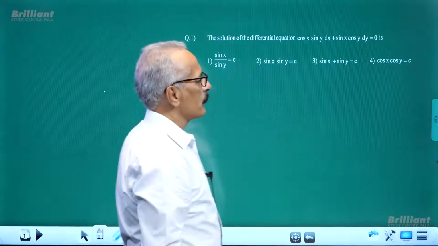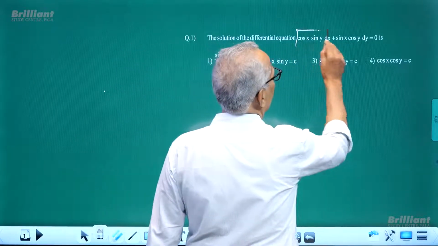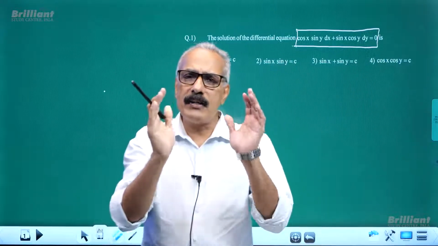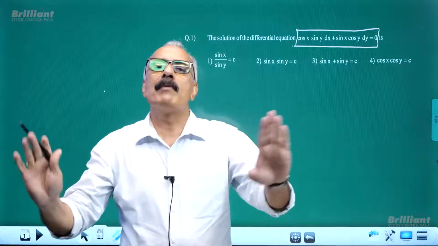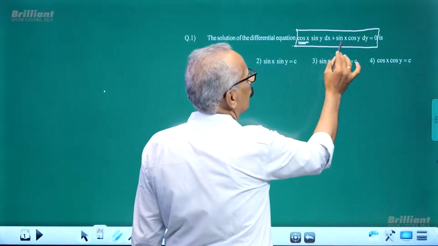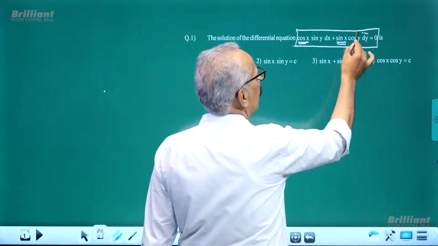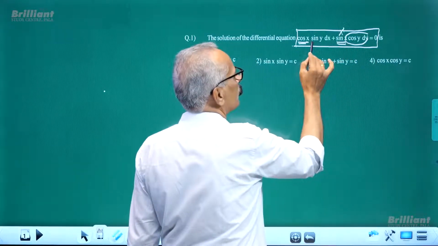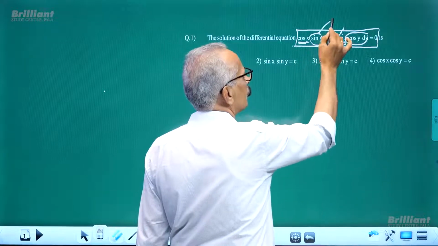Solution of the differential equation. The moment you read this, I told you in the previous discussions, all x in a bracket into all y in a bracket, variable separable. So here cos x into sin x into... now where there is dy, keep all y with it. So this is to be removed. This, keep all x with it, that is to be removed.